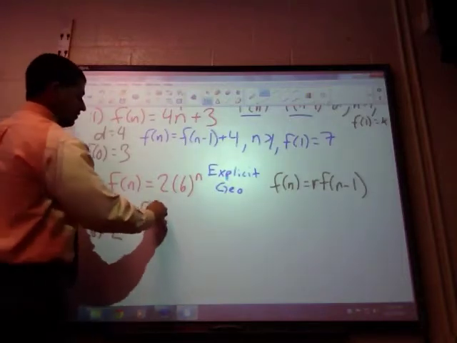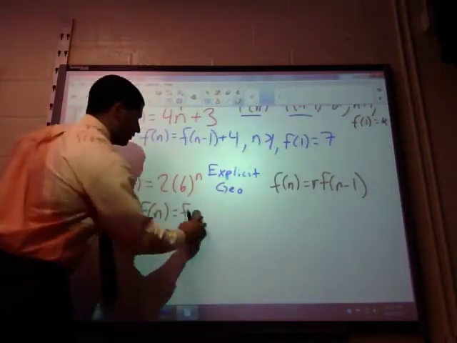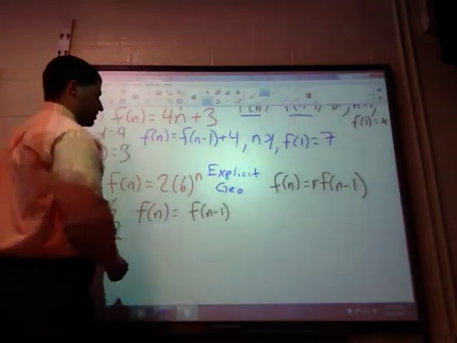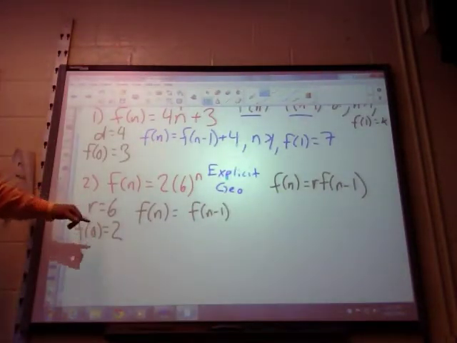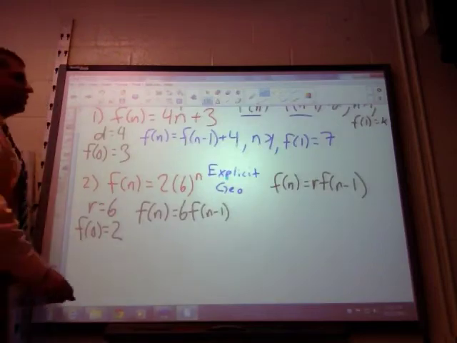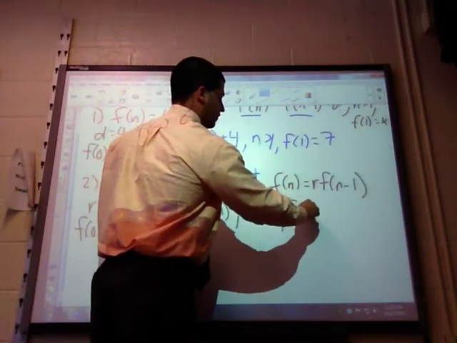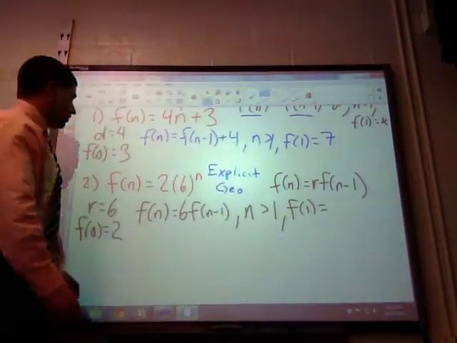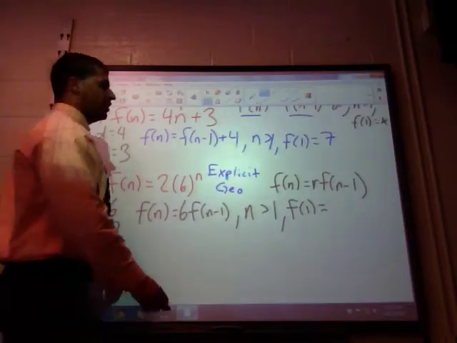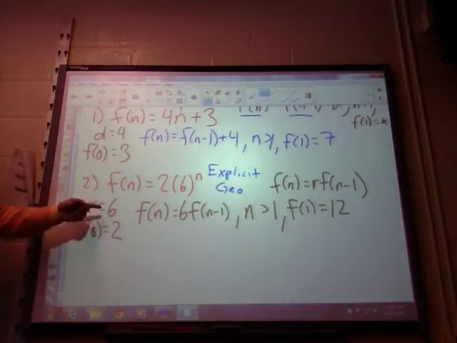So we keep the f of n the same. F of, and r first, with the f of n minus 1, that always stays the same. All we sub in is our r, our common ratio, which is 6. So that's our recursive formula so far, when we say n greater than 1, and f of 1 equaling, well, our initial term times our common ratio, 2 times 6 is 12. So that's our first term. We know we're multiplying them because it's geometric and we have a common ratio.